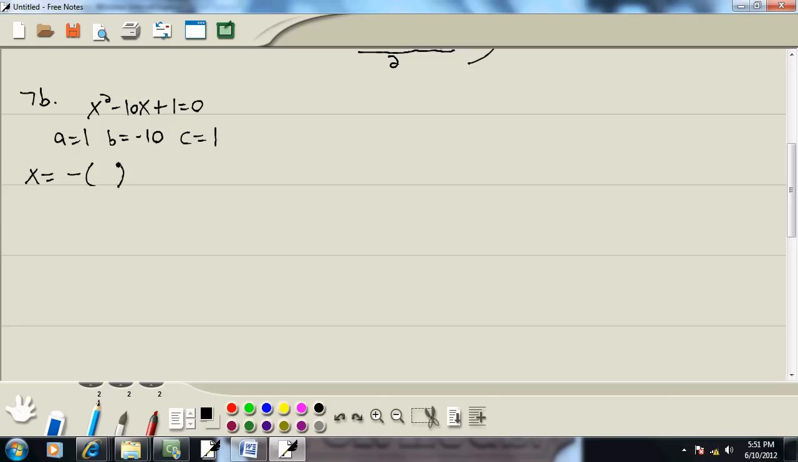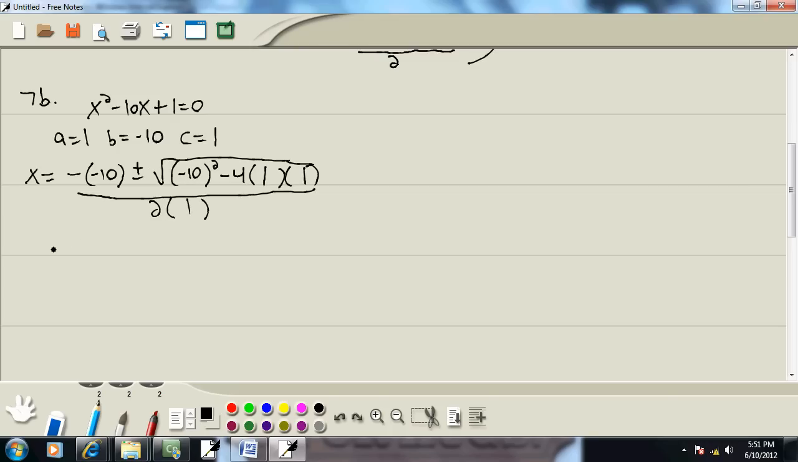So we're going to have negative b plus or minus square root of b squared minus 4 times a times c all over 2a. Now where our b was in our formula, we'll put in negative 10. Where our a was, we'll put in 1. And where our c was, we'll put in 1. Well, negative negative gives us a positive, so this becomes positive 10 plus or minus the square root of negative 10 squared, which is 100, minus 4 times 1, which gives us 4, over 2, which gives us 10 plus or minus square root of 96 over 2.